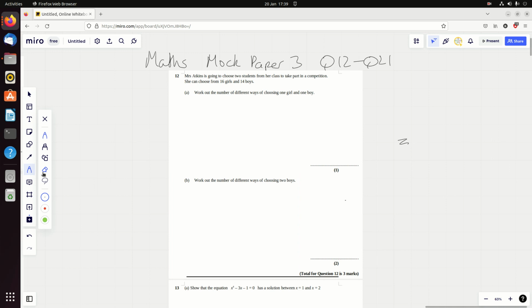Now this paper 3, I've only just finished marking it. I realise it's just as hard, I think, as the first paper. It's got some tricky bits. Anyway, let's get on with it.